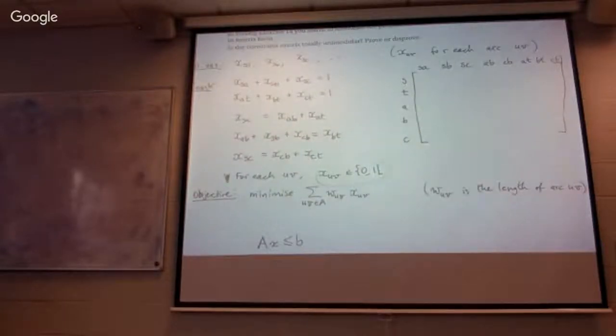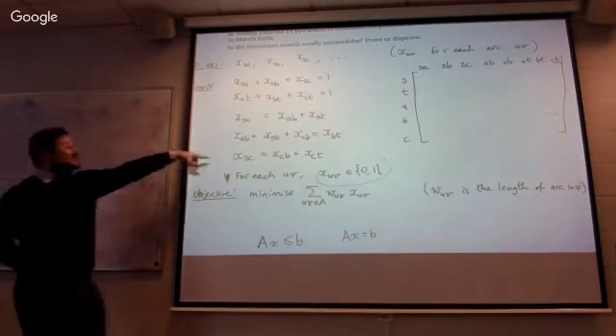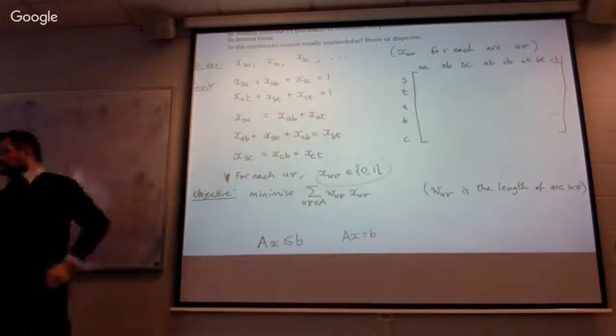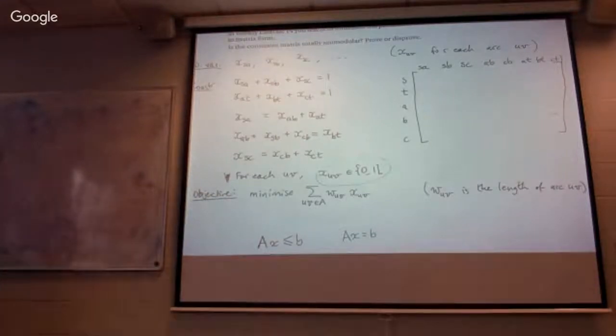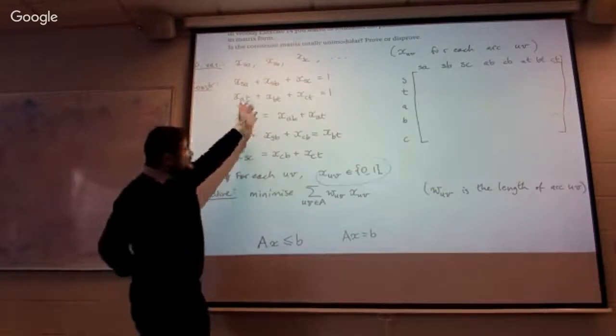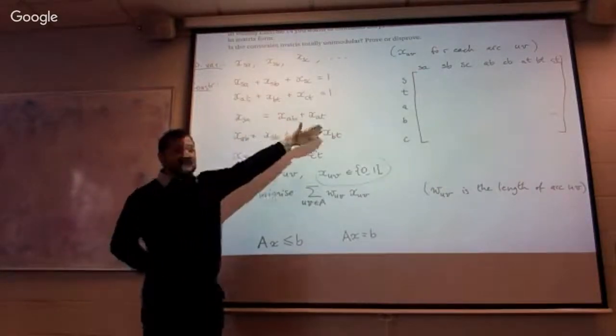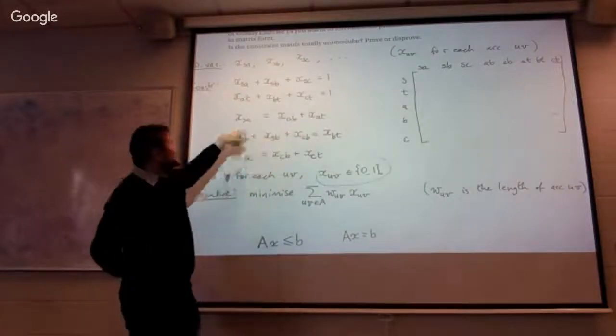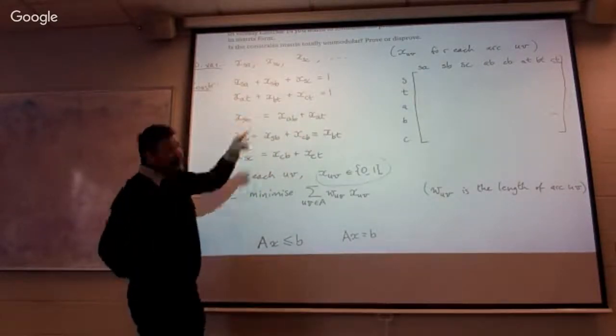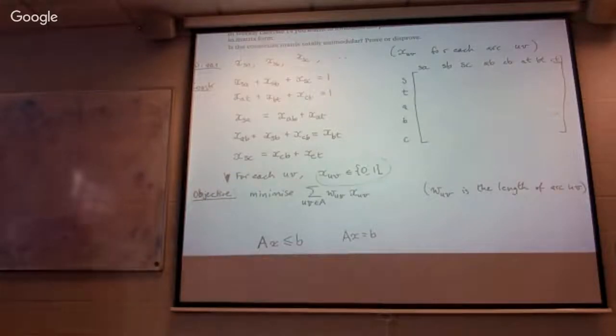So an easier goal is probably to write Ax equals b, because I have equalities in all these constraints. So first try that. What I want is to have all the variables on one side of the equation and all the constants on the other side, and I don't have that here. And I want the matrix to be totally unimodular, so I need to do some work on it as well.